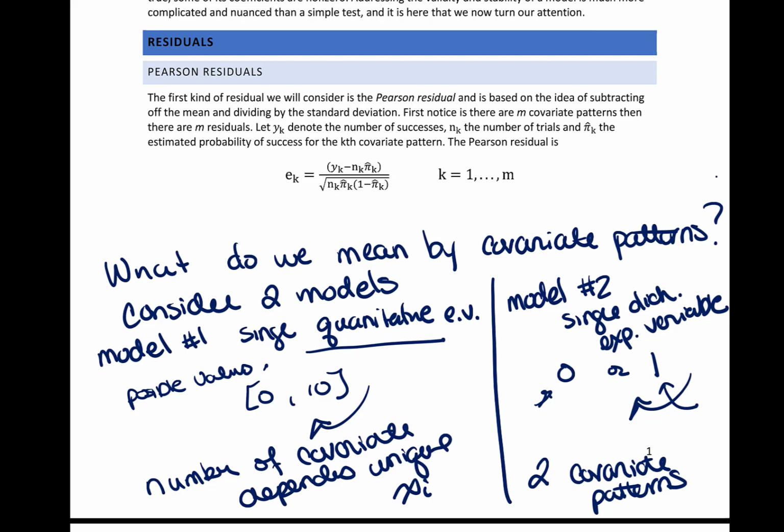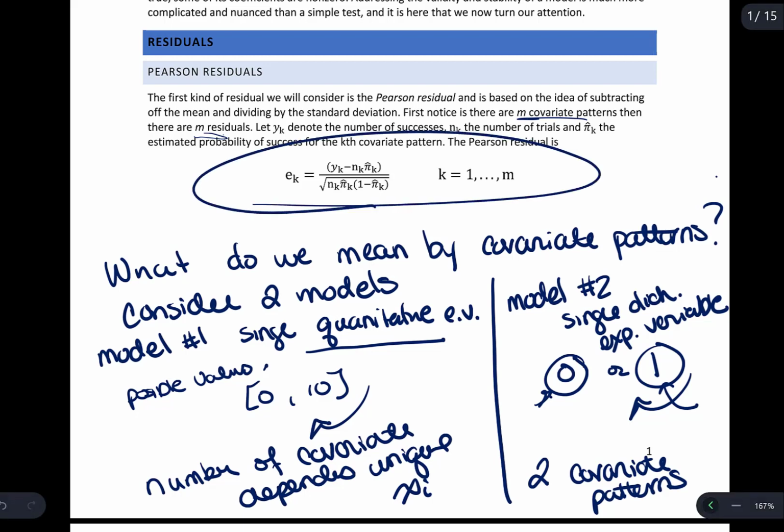If we think of the number of covariate patterns, that's going to determine the number of residuals, because I'm still going to have a fitted value, and that fitted value is going to be the same for all the zeros and for all of the ones. So let y_k denote the number of successes, n_k the number of trials, and pi hat k the estimated probability of success for the kth covariate pattern. Then we can define the Pearson residual as follows.